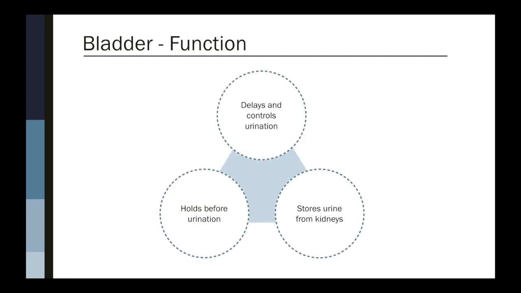Now, the primary function of the bladder is definitely the fact that it delays and controls urination. Without the bladder, whenever the kidneys would produce urine, we would just constantly be having small amounts of urine coming out of us. Whereas with the bladder, we are able to store and hold this urine for some time until we decide to urinate. And this allows us to go from having just constant amounts of urination should we not have the bladder to having only several urinations per day.